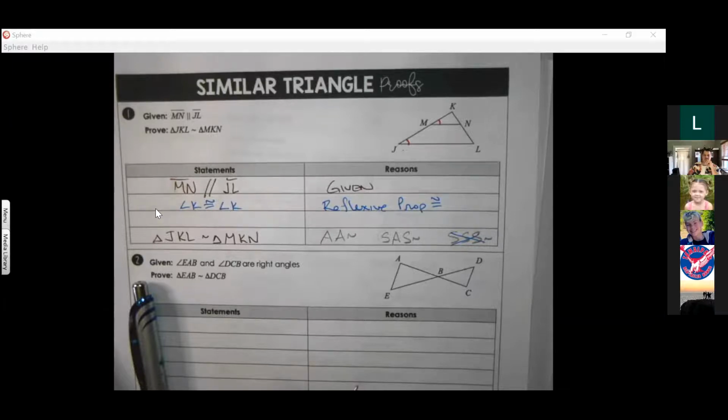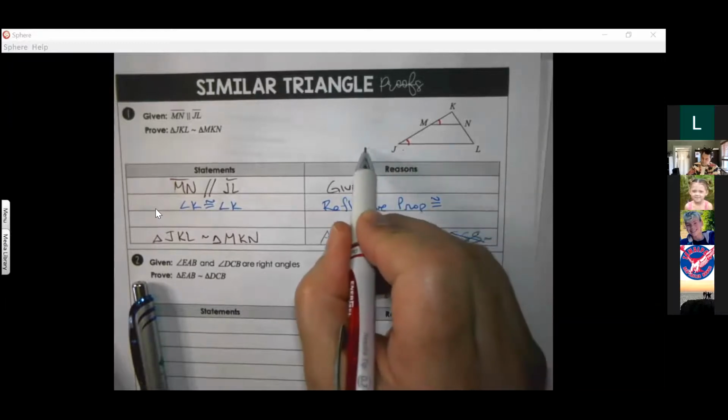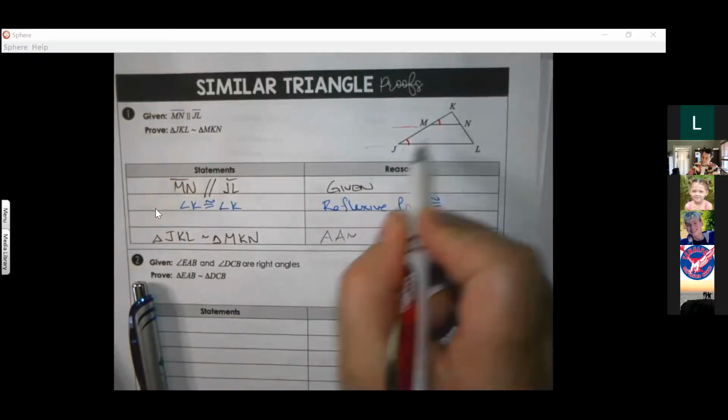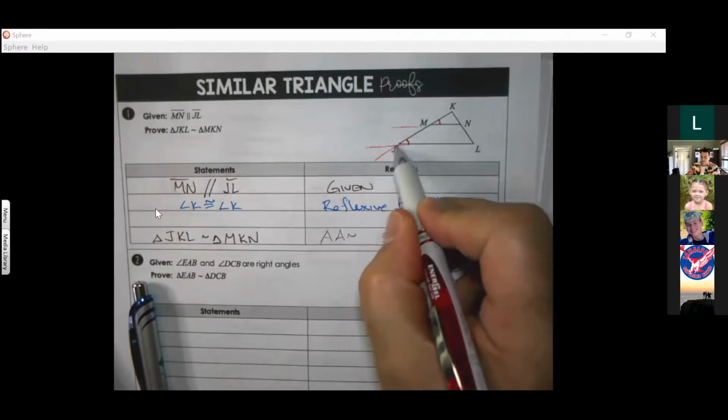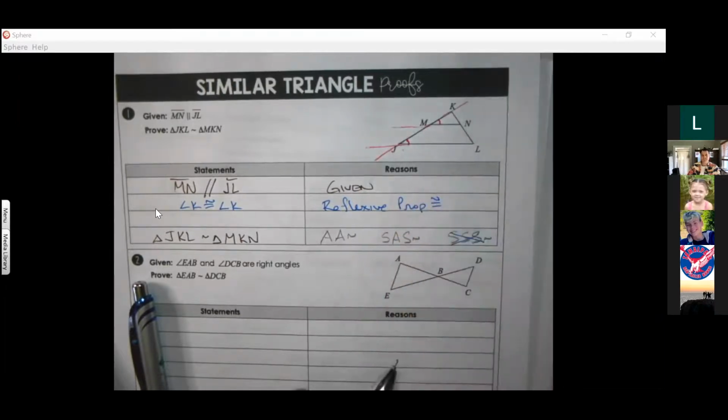What kind of angles are they? What do we call them? If these 2 lines are parallel, and this is a transversal. Consecutive. Close. Starts with C. Corresponding. There you go. Good.